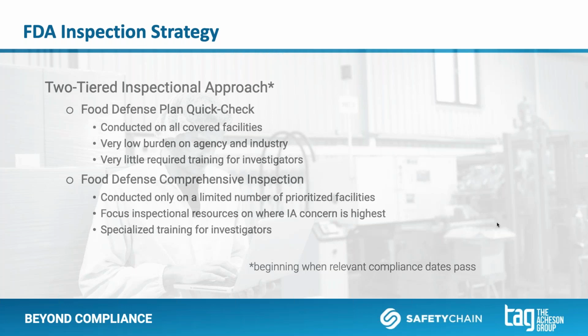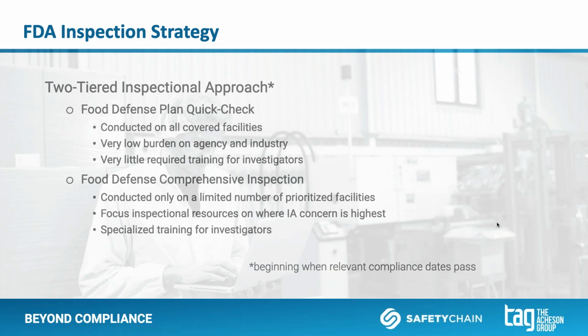Once time goes by, and we don't know how much time that's going to be, comprehensive inspections will begin. Initially, they will be conducted on only a limited number of prioritized facilities. We don't know what that prioritization is. That's based on internal FDA information. It's going to focus inspection resources on where they believe the intentional adulteration concern is the highest. There will be specialized training for those investigators. They're going to do a very detailed review and assessment of your written food defense plan. To date, I've only run across a single notation where one facility was inspected per the IA rule. And the results of that inspection, and whether it was a voluntary request or for cause, I don't know. I don't know the reasoning for that.